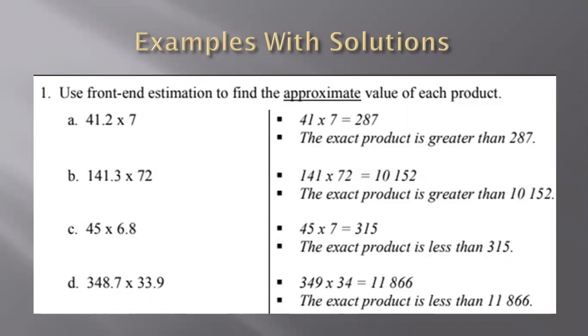So when you round up, the answer is going to be less. When you round down, the answer is going to be more. The actual real answer, the exact product, that means the exact number. 348.7 times 33.9 equals 349 times 34. Answer is 11,866. The exact product is less than 11,866 because you rounded both numbers up. So again, when you round up, the exact product is going to be less. When you round down, the exact product is going to be more.